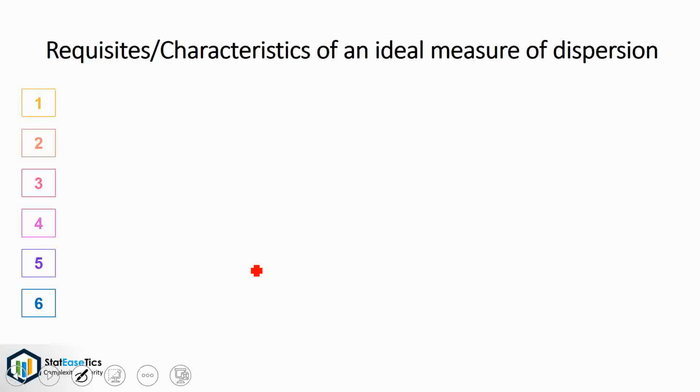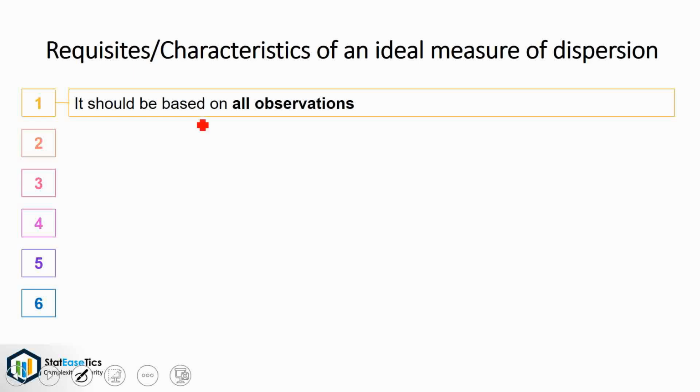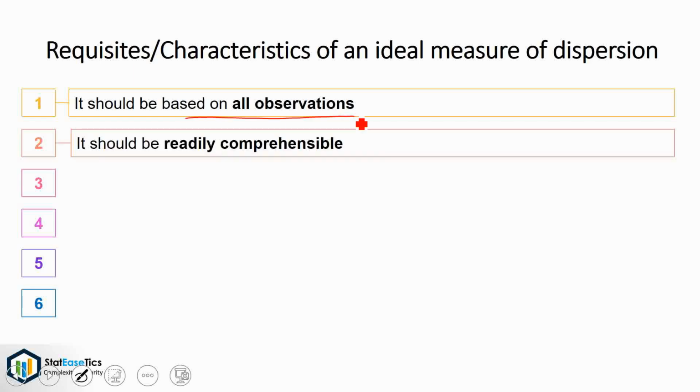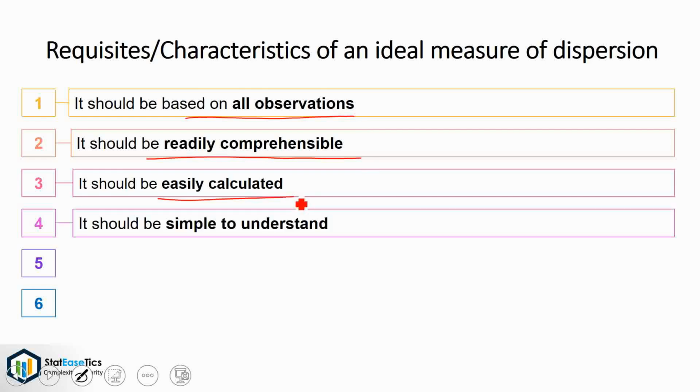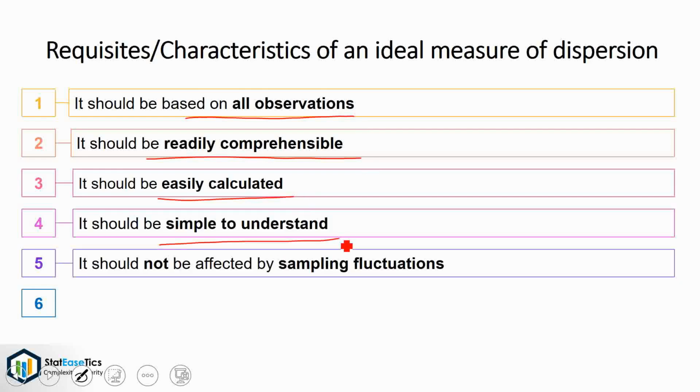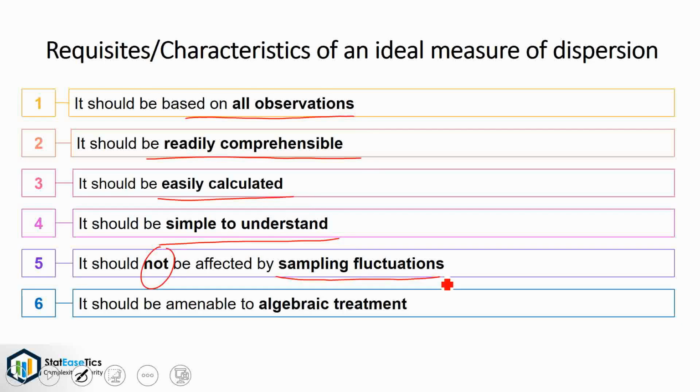An ideal measure of dispersion should possess all those characteristics which are considered essential for measures of central tendency, namely, it should be based on all observations, it should be readily comprehensible, it should be easily calculated, it should be simple to understand, it should not be affected by sampling fluctuations, it should be amenable to algebraic treatment. So these are the requisites or characteristics of an ideal measure of dispersion.